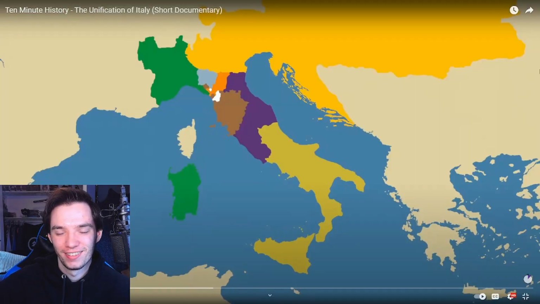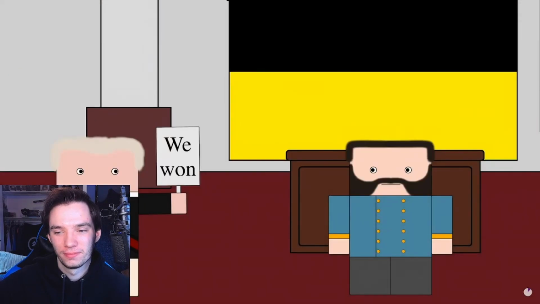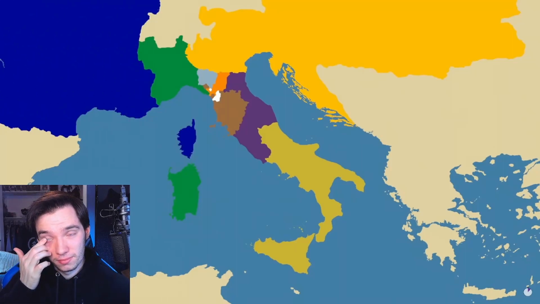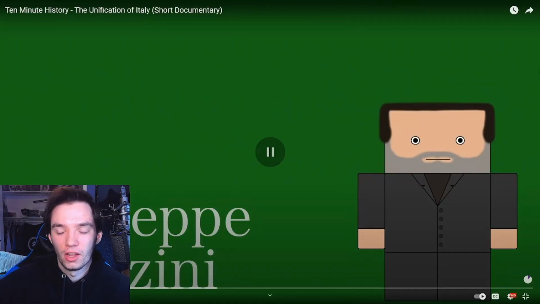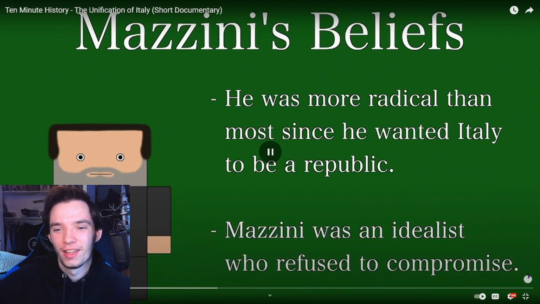The revolts in Italy were all yet again crushed by the Austrian army, and many of the notable liberal revolutionaries fled to France, including a certain Giuseppe Mazzini. Mazzini was a nationalist. He was more radical than most since he wanted Italy to be a republic.